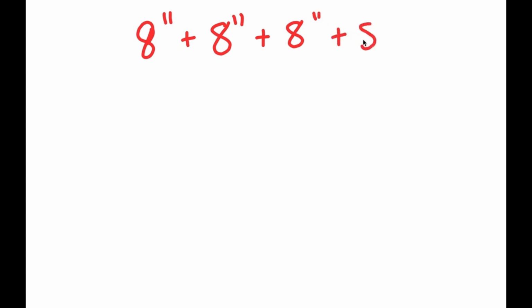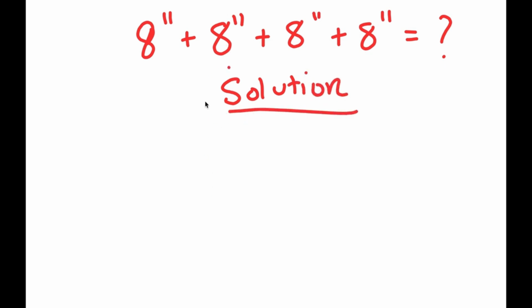Alright, so in this problem, I have 8 to the power of 11 plus 8 to the power of 11 plus 8 to the power of 11 plus 8 to the power of 11. So I want to find the value of this. So for my solution, I'm going to rewrite my problem over here.